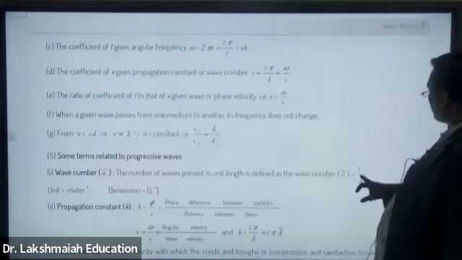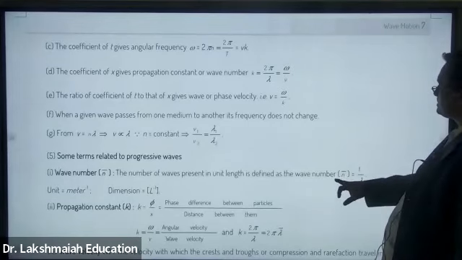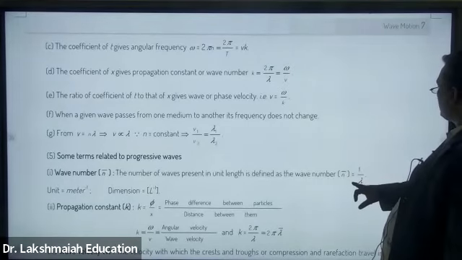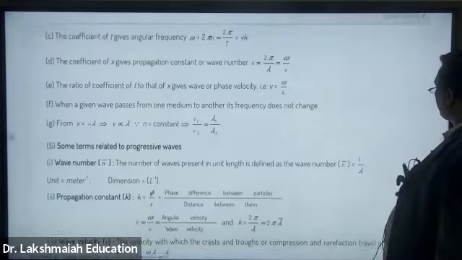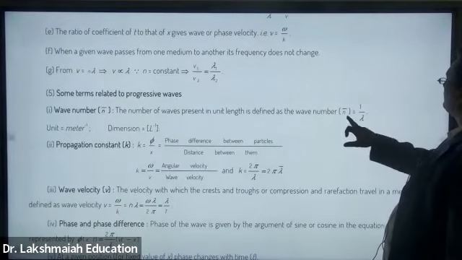Wave number is nothing but reciprocal of lambda. Please mention this one also. Wave number is 1 by lambda. That is the wave number.